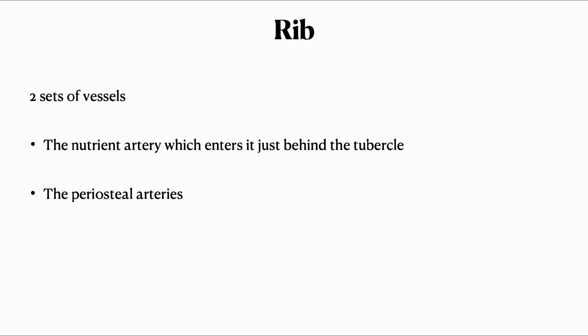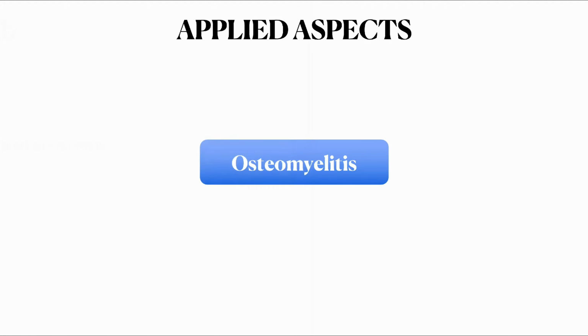Next will be the ribs. Mainly 2 sets of vessels will supply the ribs, the nutrient artery and the periosteal arteries. The nutrient artery will enter into the rib just behind the tubercle. Then the periosteal artery will supply the peripheral portions. So that was, in a nutshell, the blood supply of all types of bones. Mainly we have discussed the arterial supply. Now we will see the applied aspects.